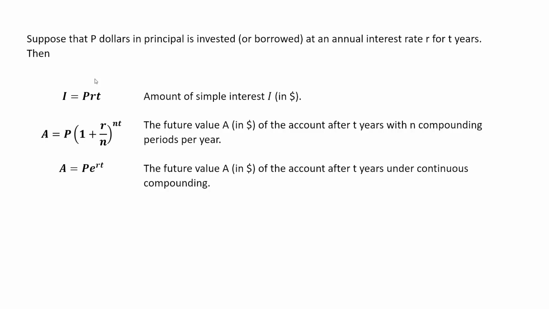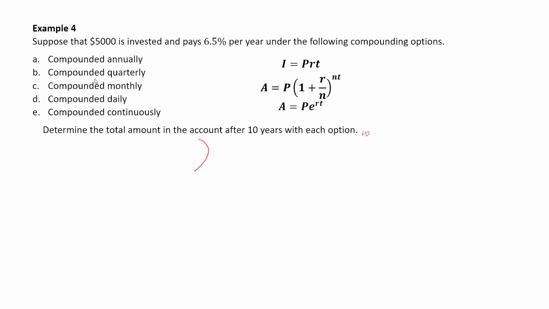Some of those words, maybe you didn't know what they meant, but maybe you did. Anyway, we'll move on and do an example. So suppose that $5,000 is invested and pays 6.5% per year under the following compounding options. A, compounded annually. So that's when they do it 1 time per year. We're going to use this formula.